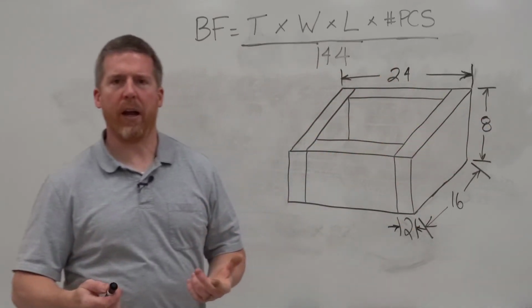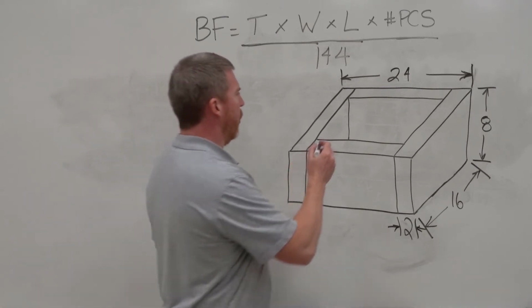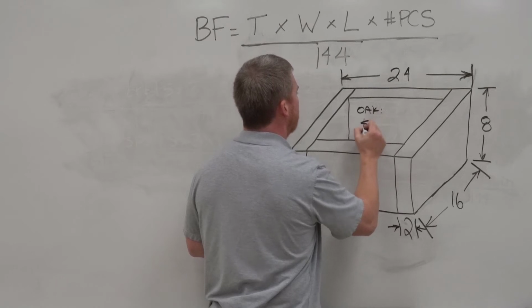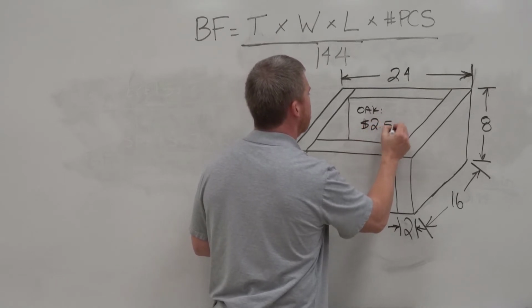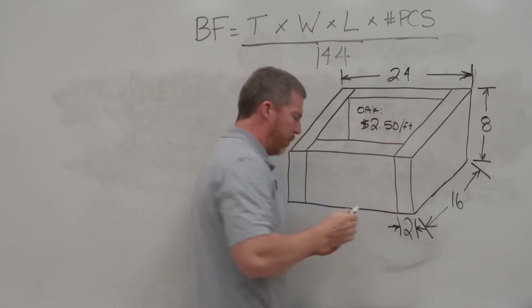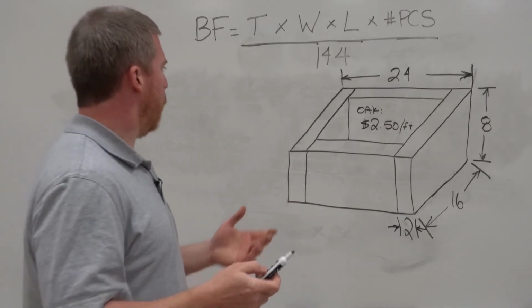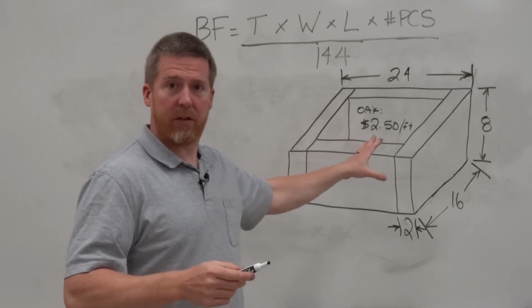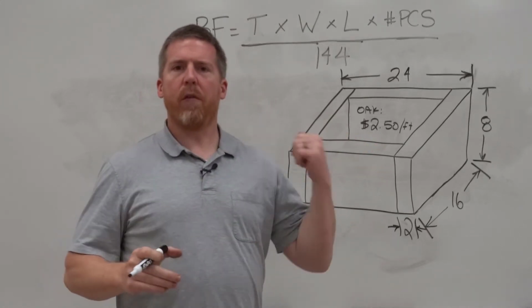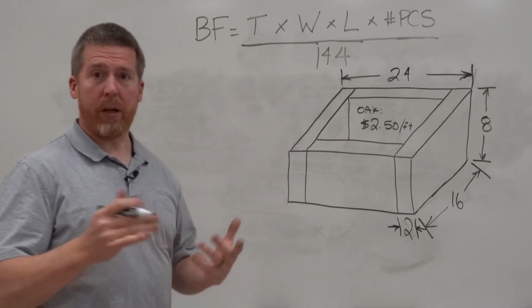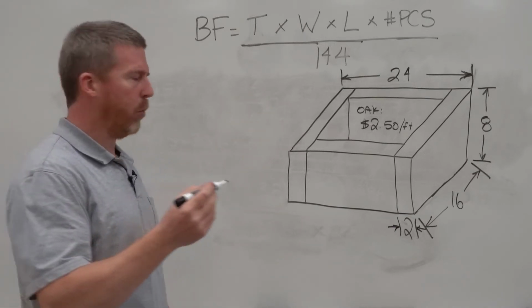And now let's figure it out. This is also made of oak, and I said before it was $2.50 per board foot. So now we have all the information that we need. We need to figure out how much this box is going to cost. Let's go over to the side of the board and start plugging in everything into our equation so we can chug out an answer for how much it's worth.